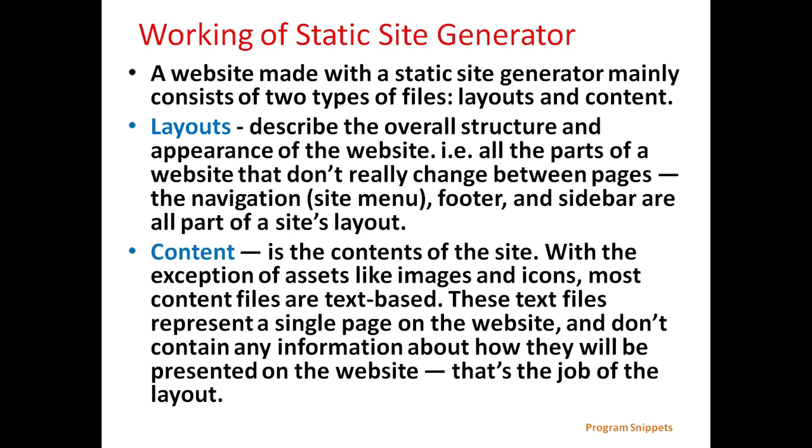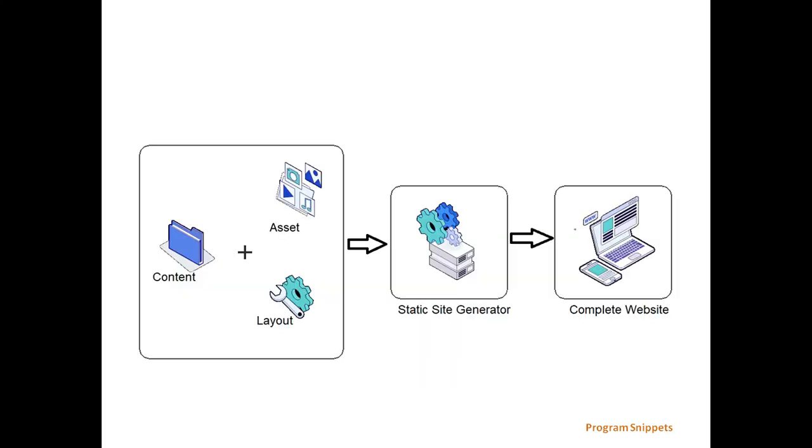With the exception of assets like images and icons, most content files are text based. These text files represent a single page on the website and don't contain any information about how they will be presented on the website, which is the job of the layout. When the developer runs an SSG tool, that is static site generator tool, on the website folder, it starts to build a website. During this, it looks at a content file, processes the layout and content with additional assets like images and outputs an HTML file, which any browser is able to understand.